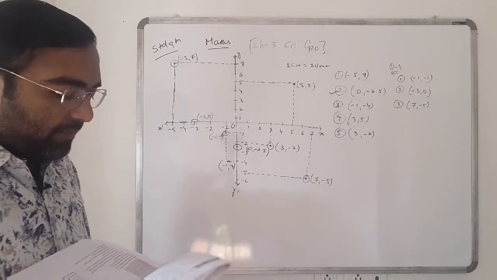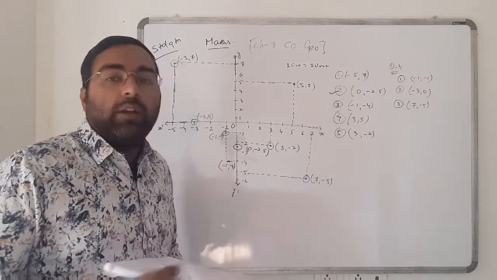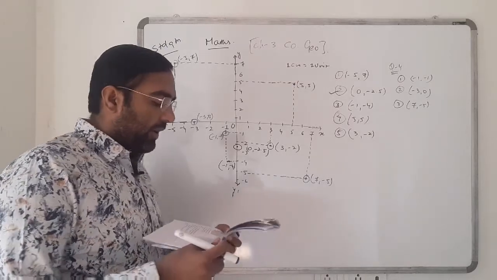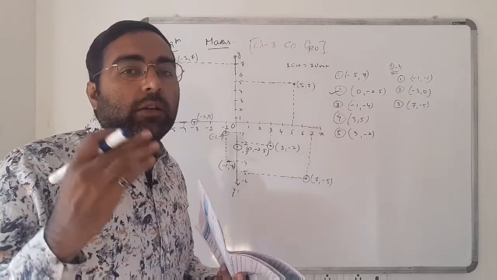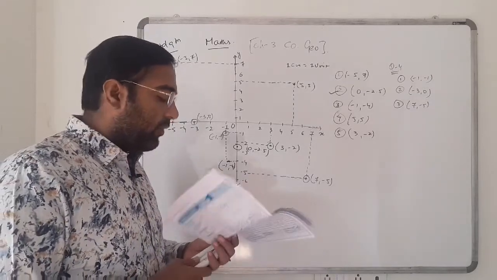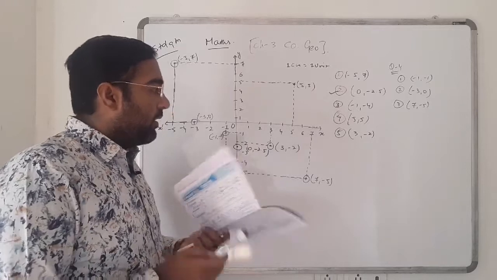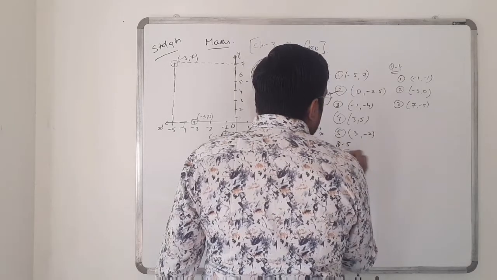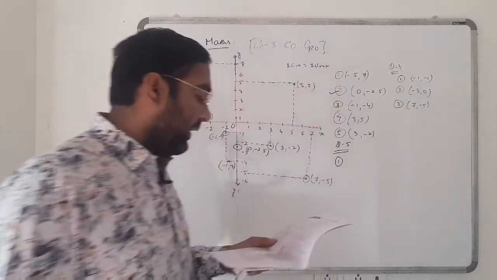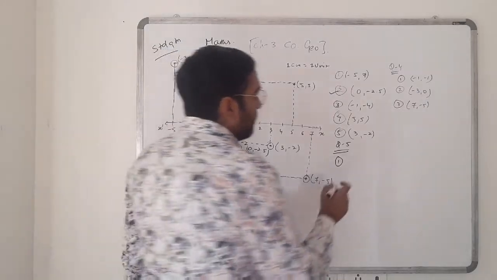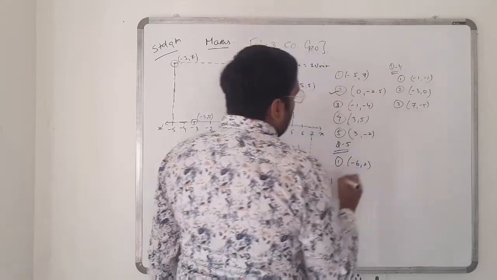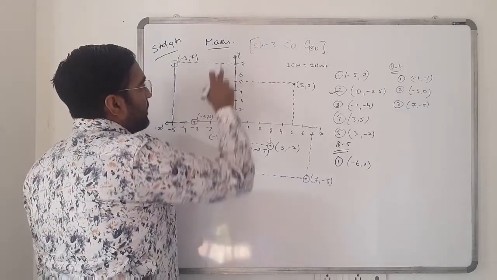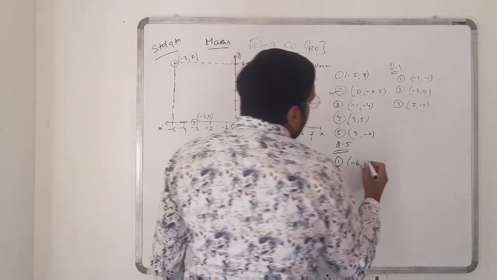Now question number 5. In which quadrant do the following points lie? We have to say which quadrant the following points lie in. We only write the name of the quadrant. We don't have to draw on the graph. So for question number 5, the first one is minus 6 comma 2. Minus 6 comma 2: x is negative and y is positive, so it lies in the second quadrant.